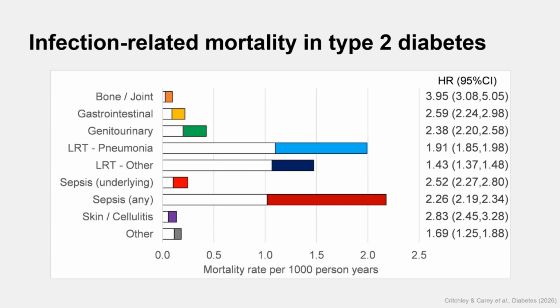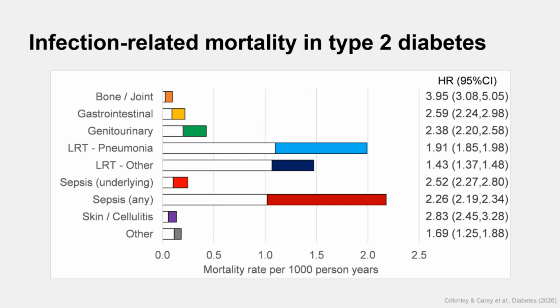And now we wanted to look at different infection subtypes and which infections were related to mortality within type 2 diabetes. So once again, uncolored bars are people without type 2 diabetes, and the colored bars are the additional risk that exists in type 2 diabetes. And so this summarizes the infection-related mortality rates for different types of infections in people without diabetes and then in people with type 2 diabetes.